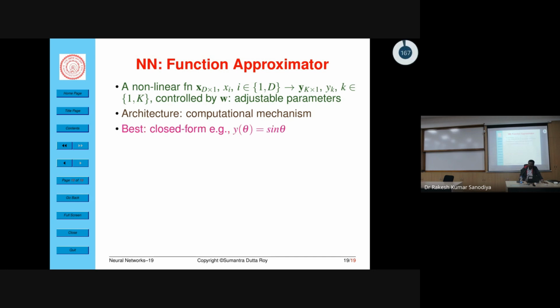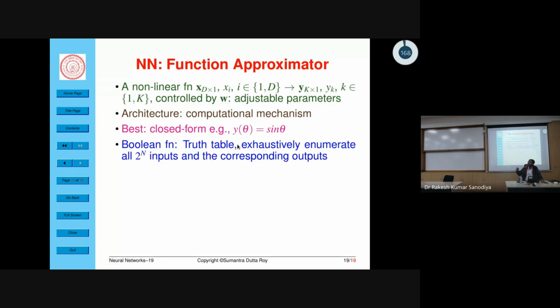What is a function? The best function is if we know it in closed form. I've got one variable theta, I've got sine theta. It's the most compressed way to represent a function. Closed form. Okay, I know what the function is. I simply put it into this subroutine or macro that calculates it. It's the most compressed form of the function.